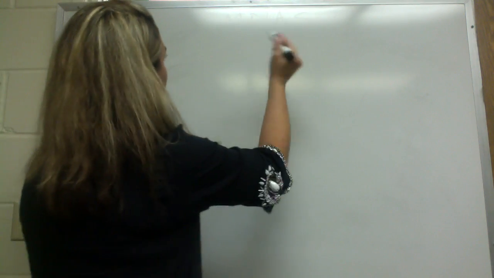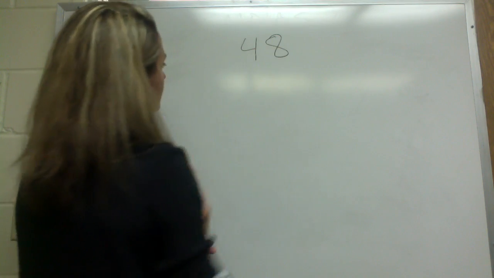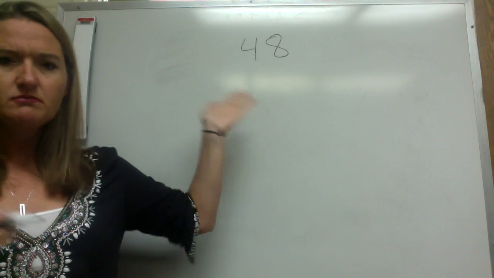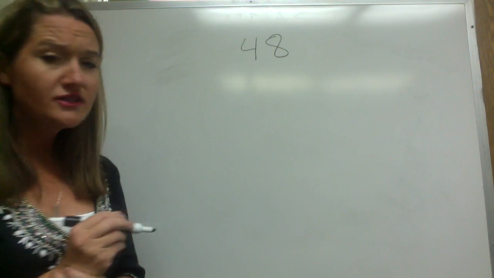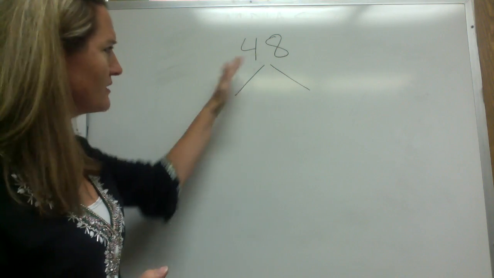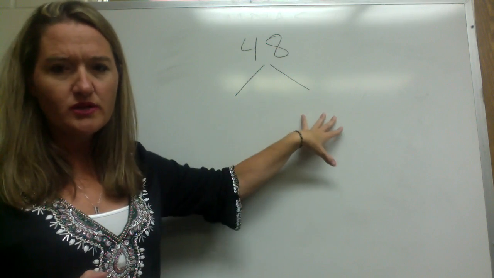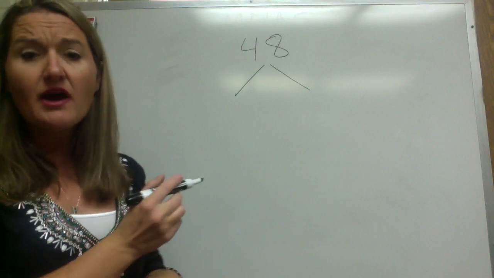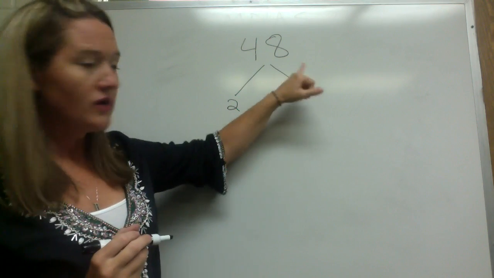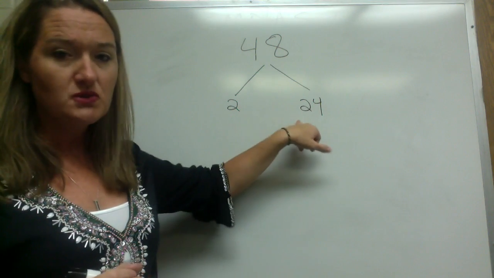So let's do prime factorization for 48. Right off the bat, is 48 prime? No, it's even, it's not prime. So we're going to kind of branch off, like an upside down tree. What are two factors that go into 48? Like what number times what number? If it's an even number, I automatically know 2 goes into it, so let's do 2. So 2 times what is 48? The 24 is going to go here. So we've broken 48 into 2 times 24.